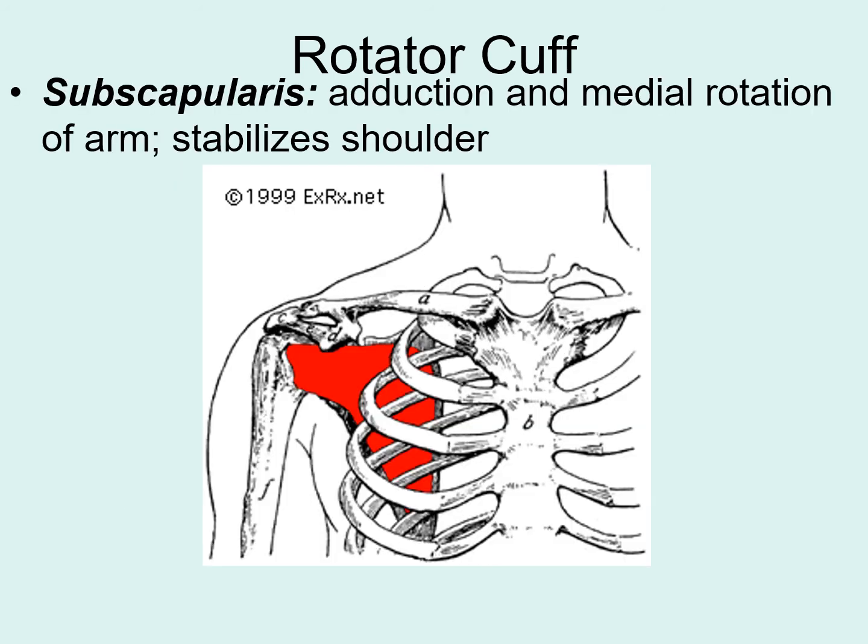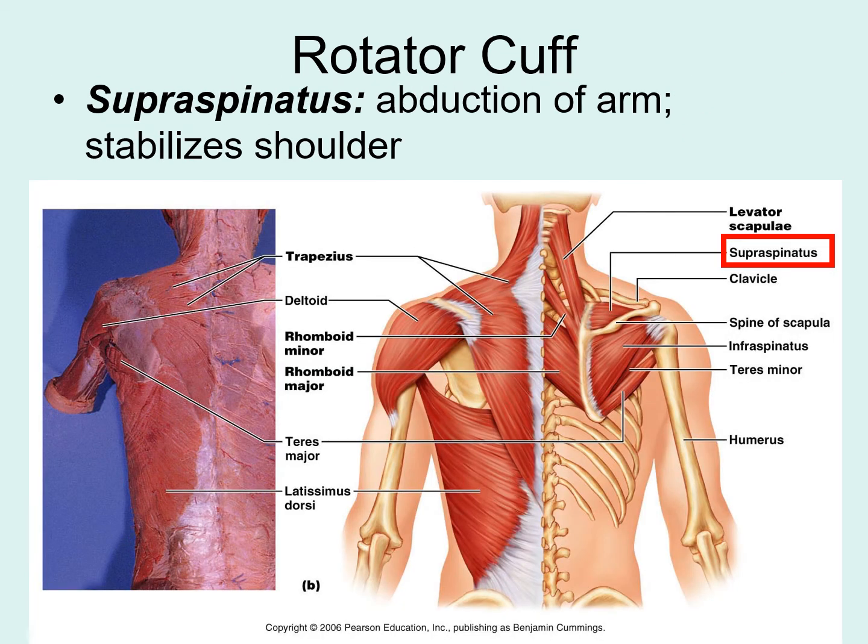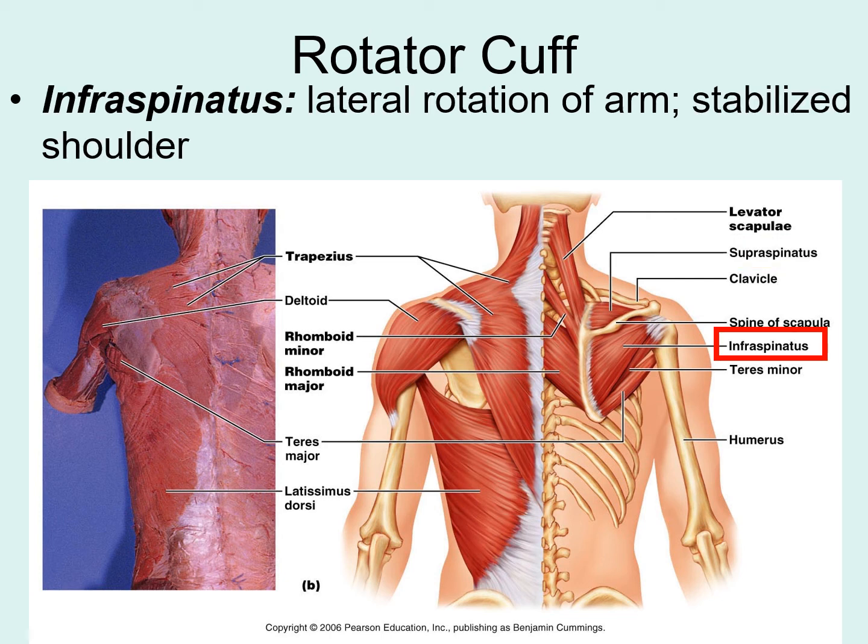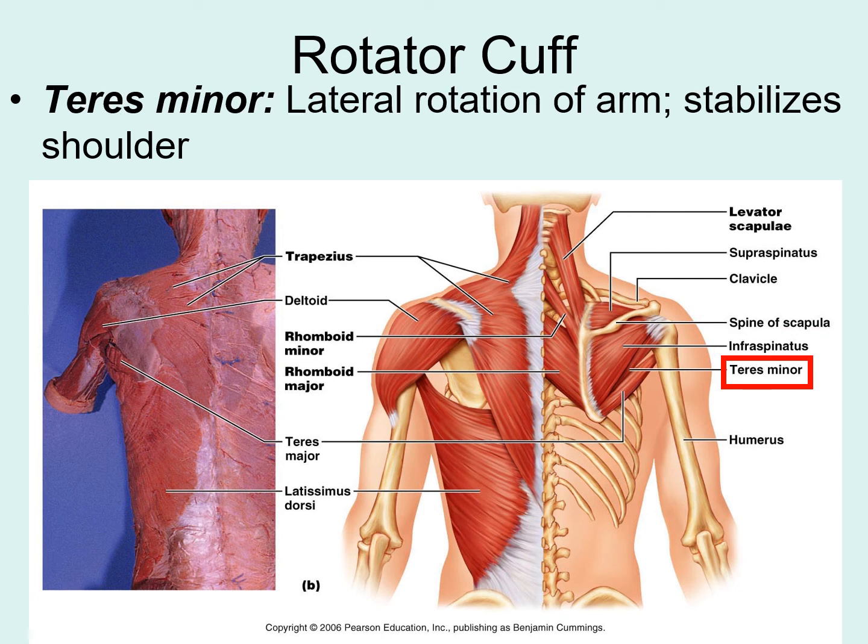So subscapularis is going to be involved with adduction and medial rotation. Once again, it's helping to stabilize that shoulder. As you can see here, it is diagrammed. The supraspinatus is involved with abduction of the arm. Infraspinatus is going to help with lateral rotation of the arm. We're all talking about the arm. And then the teres minor is also with lateral rotation of the arm.